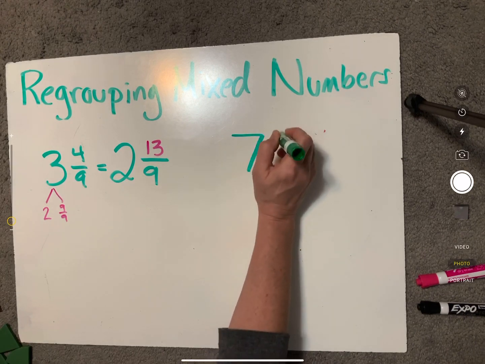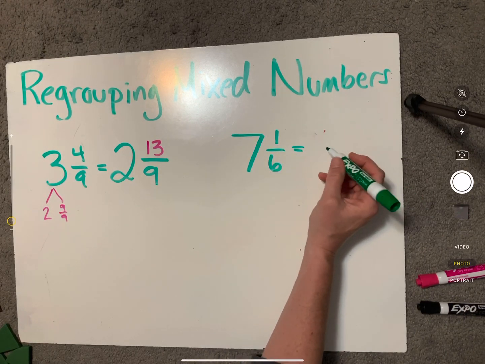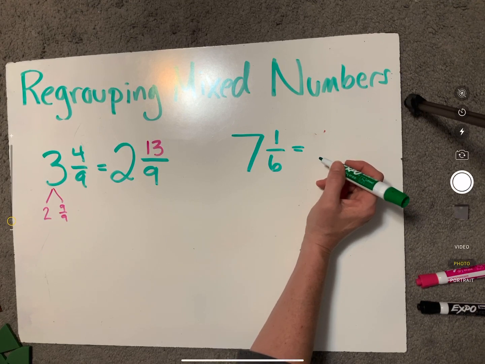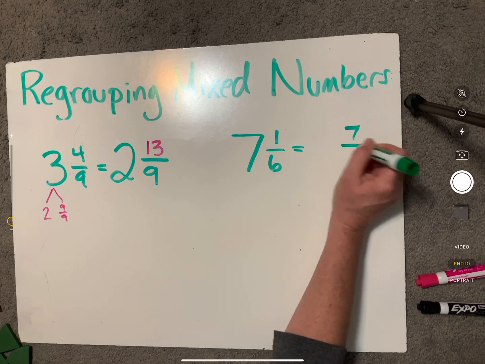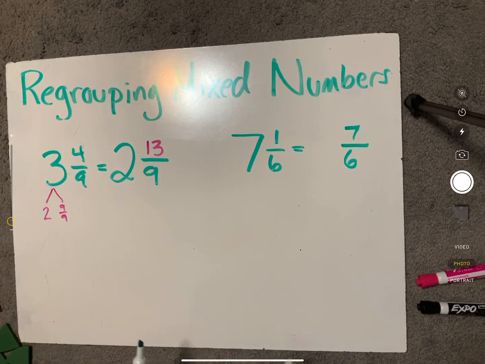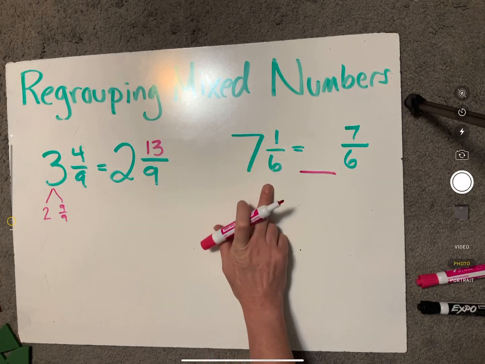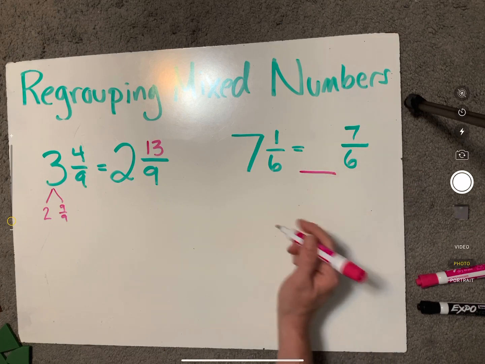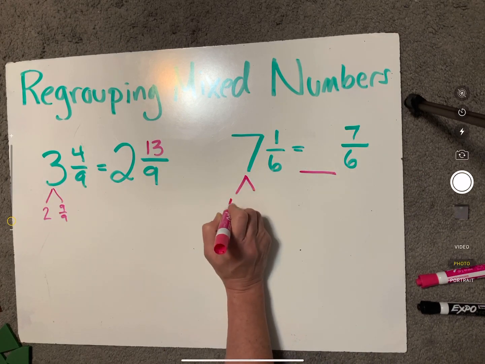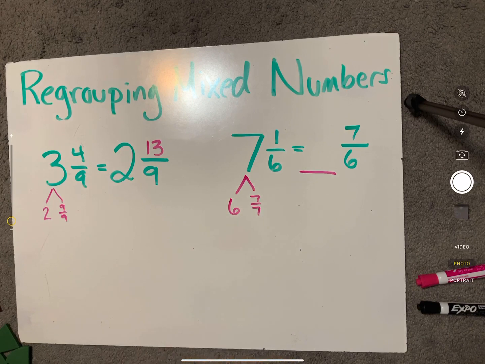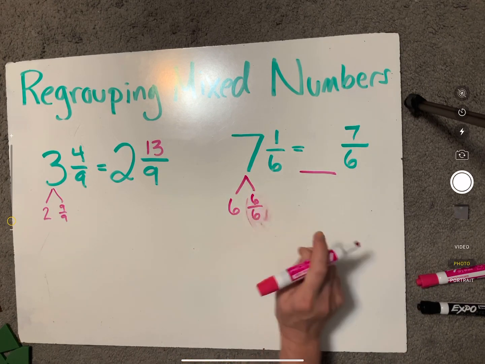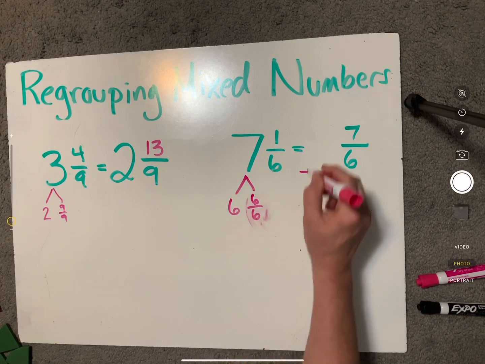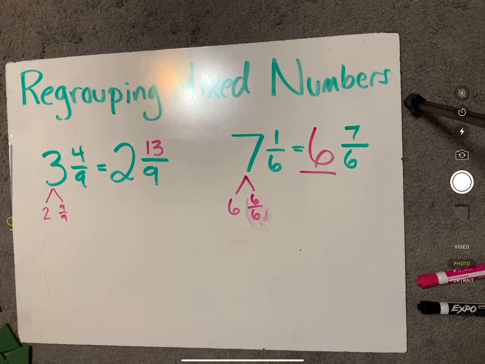Okay, let's try another one. What if we have 7 and 1/6? And what if, ooh, let's do it. If, let's say we don't know what our whole number is. Okay, so what would my whole number be here? So 7 and 1/6 equals blank and 7/6. So remember, we're going to take this 7 and split it out into a 6 and 6/6. And so now my 6 will go right there.